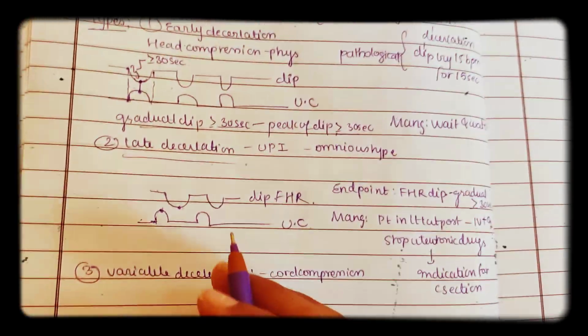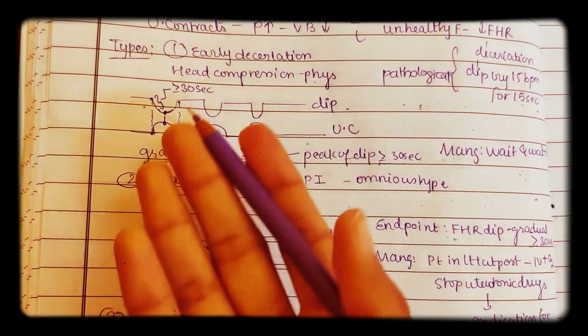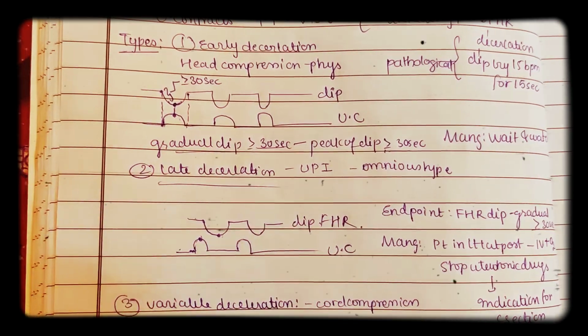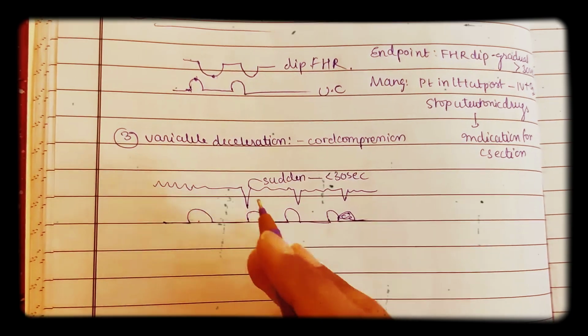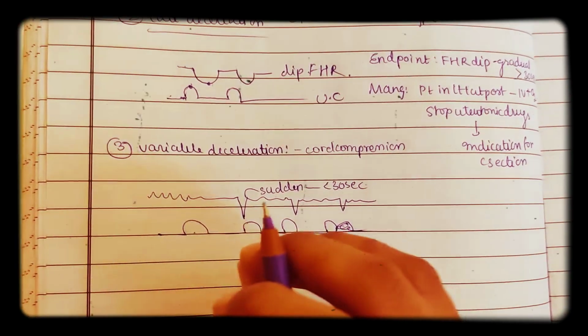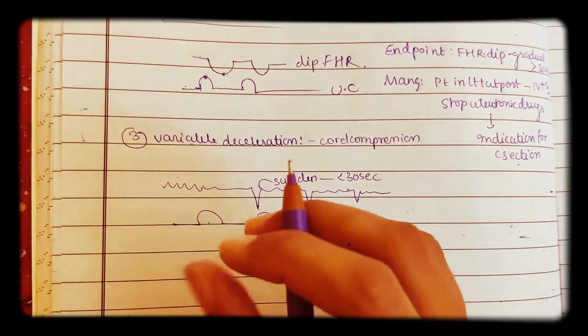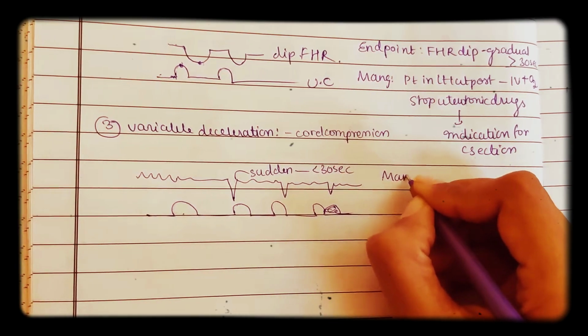So if you see before, in the case of the gradual dip in the early deceleration, and the gradual dip in the late deceleration, the dips are greater than 30 seconds, but here the dip is less than 30 seconds. Okay, so what is the management here?